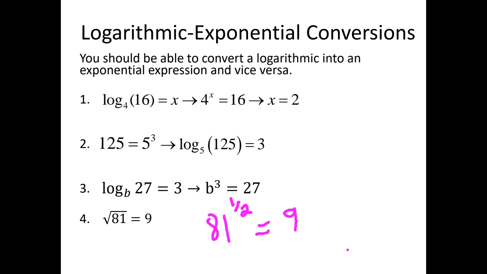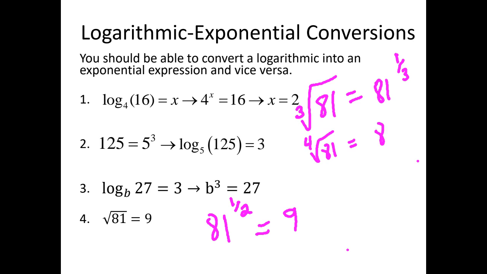If we had the cube root of 81, then that's just going to be 81 raised to the 1/3 power. If we had the fourth root, then that would be 81 to the 1/4 power. So you always want to go ahead and rewrite it as a fraction, as an exponent. Okay, so now that we have 81 raised to the power of 1/2, then we can go ahead and change it to a log.